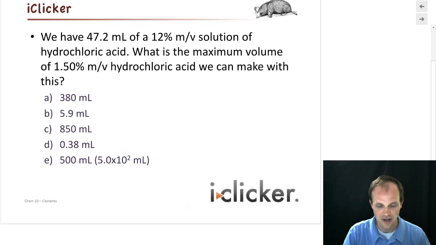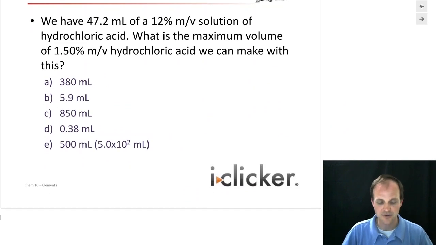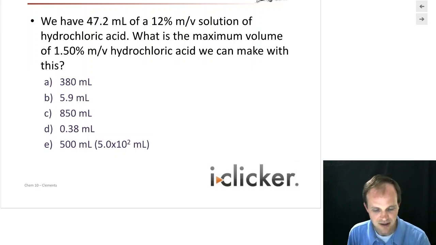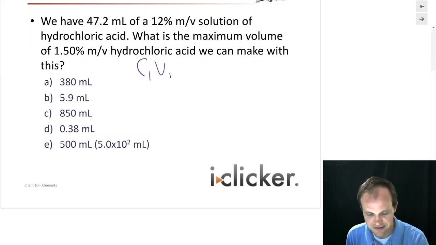Here's another one. We have 47.2 milliliters of a 12% solution of hydrochloric acid. How much 1.5% M over V hydrochloric acid can we make with this? Pause it, try it out. No, come on. I know you're getting bored of this, but do it anyway. All right. So C1V1 equals C2V2. Why? Because we're making one solution from another solution.